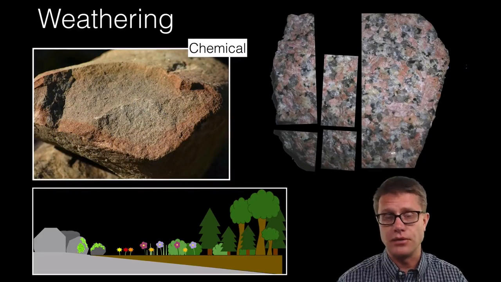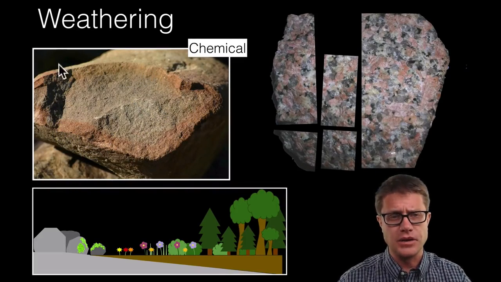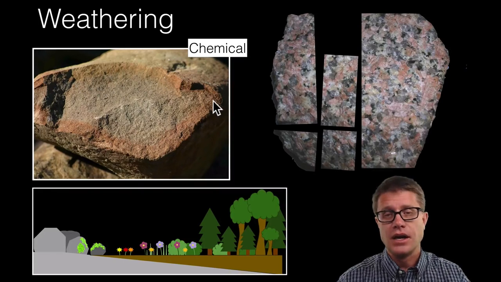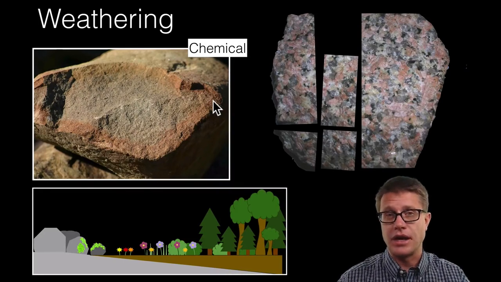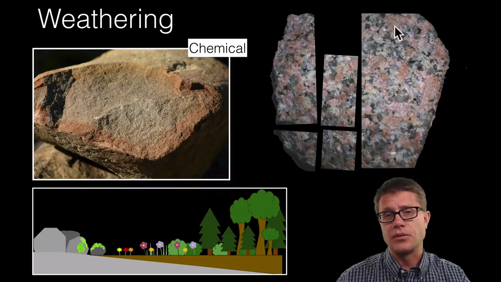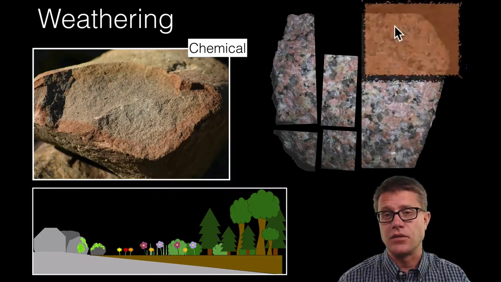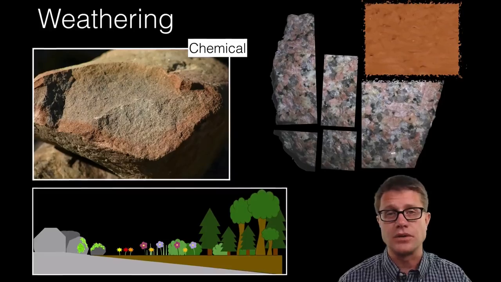We also have chemical weathering. So on this rock here, you can see there's rust or oxidation going on the outside of that rock. And so that chemical reaction breaks down our rock into particles of the soil as well. So if we look at this granite, this feldspar here can react with naturally forming acids and form something called clay. And we'll talk about the importance of clay in a little bit.